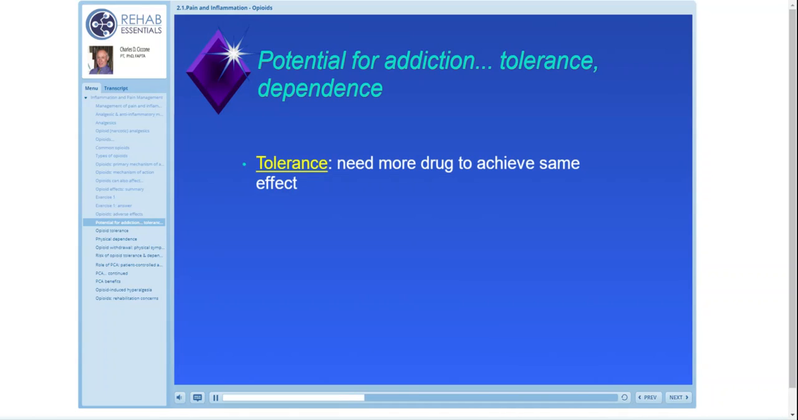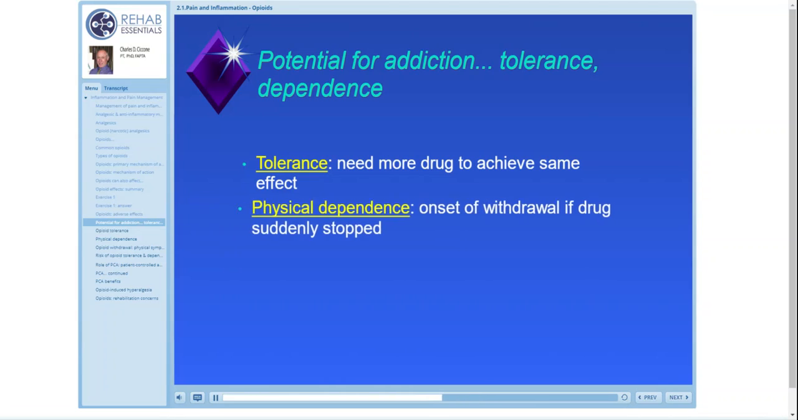A patient may start on a certain dose and the dose works. It achieves good analgesic effects, but after a period of time, maybe 3 weeks, 4 weeks of continuous use, you have to turn up the dose. You have to increase it to get the same effect. Physical dependence is easier to describe. It's the onset of withdrawal symptoms if a drug is suddenly discontinued.